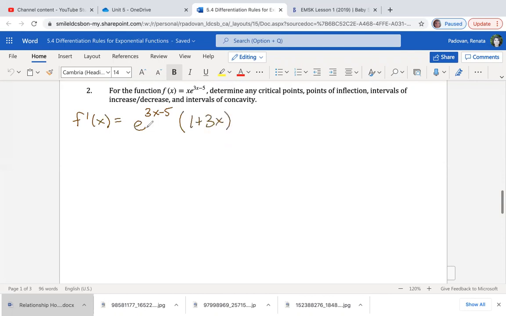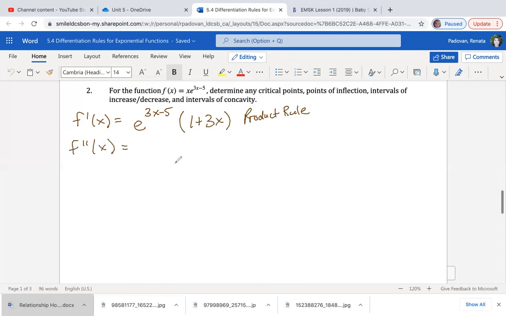So yeah, just double check that the first derivative is e to the power of 3x minus 5 multiplied by 1 plus 3x, right? So again, I have two terms here, multiplying happening between them. So I'm going to do the product rule to get the second derivative, to differentiate. So the second derivative is derivative of the first.